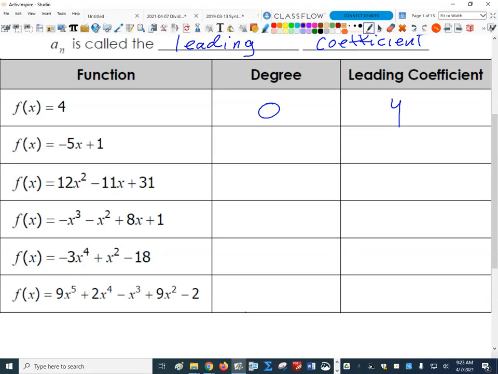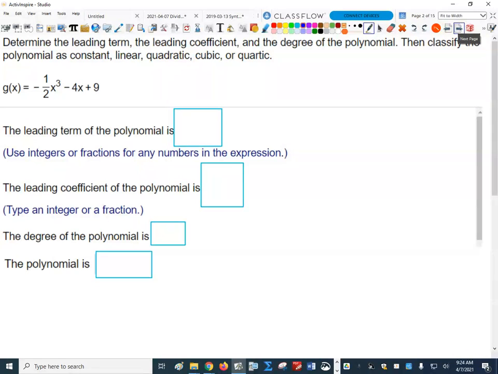Okay, what about this guy here? What's the degree of this polynomial, and the leading coefficient? Degree? Leading coefficient? You got this. Let's do one more. How about this one? Degree? Leading coefficient? Boom, you got this. We don't need to do any more of that. Okay, so what about this one then? What's the leading term? Negative 1/2 x cubed. Bingo.